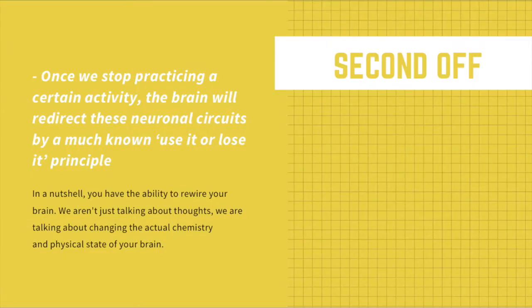Once we stop practicing a certain activity, the brain will redirect these neuronal circuits by the well-known use it or lose it principle. In a nutshell, you have the ability to rewire your brain, and we aren't just talking about thoughts. We are talking about changing the actual chemistry and physical state of your brain, and not just through adaptation, but through cancellation. So the concept of neuroplasticity works both ways. It creates and it can destroy as well.